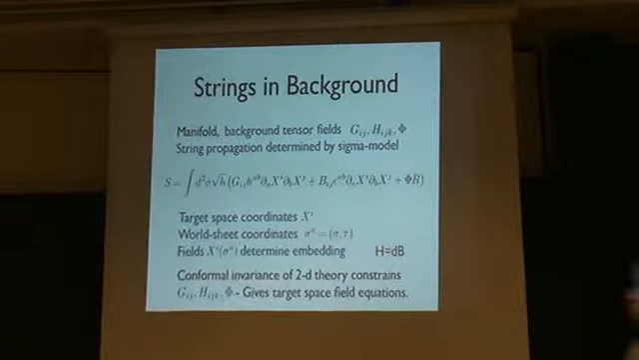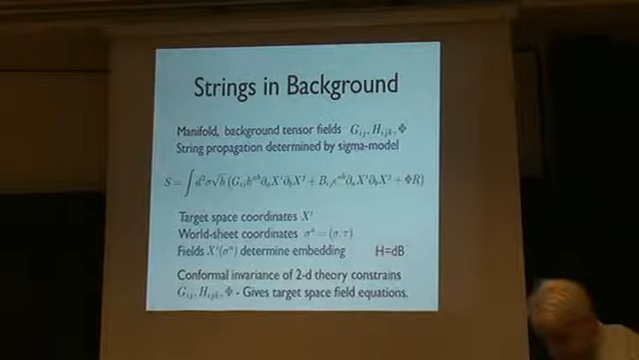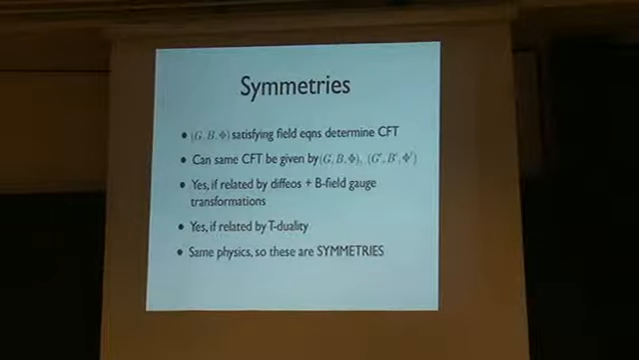And the beta functions for all of these fields together give the supergravity field equations, which one might have expected. So requiring conformal invariance constrains these fields in that way. So a background field satisfying the beta function equations, or the field equations, determines a conformal field theory. And one question which arises is whether the same conformal field theory could be given by two different sets of background fields. A familiar case would be where these are related by a diffeomorphism.